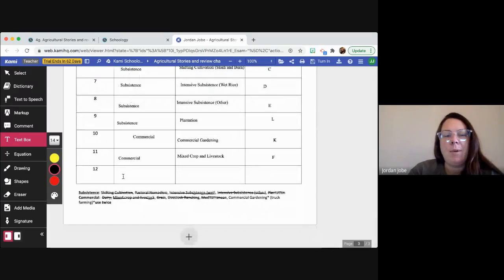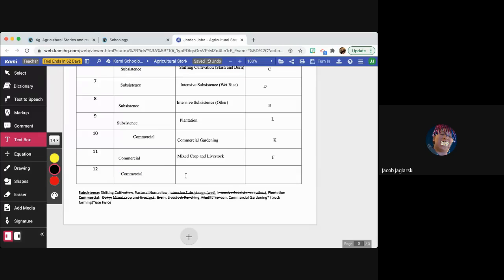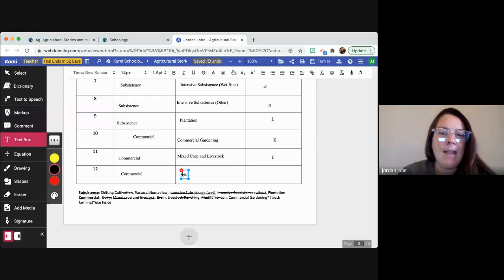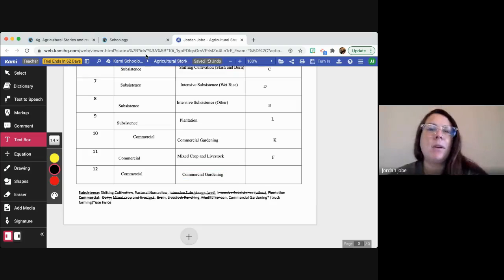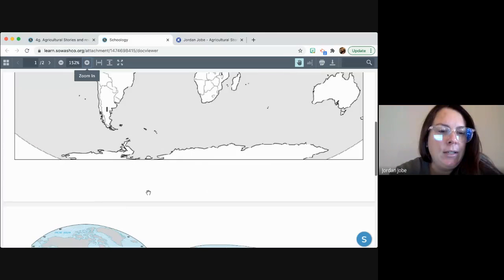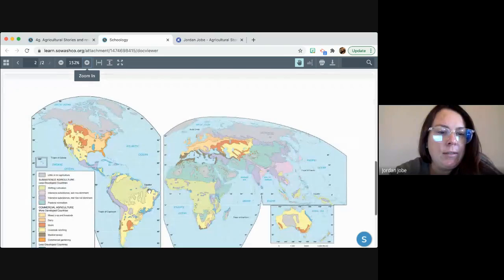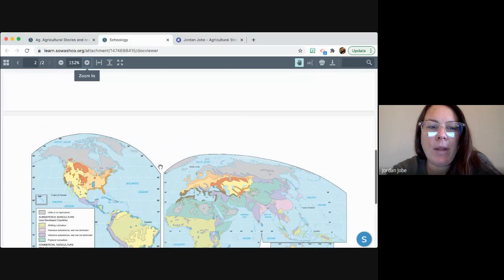So the last one, we know it's commercial. What's our type of agriculture? Commercial gardening. Yeah, commercial gardening. And what is our last map location that we have not used yet? What do you guys think? What's our last map location that we have not used?